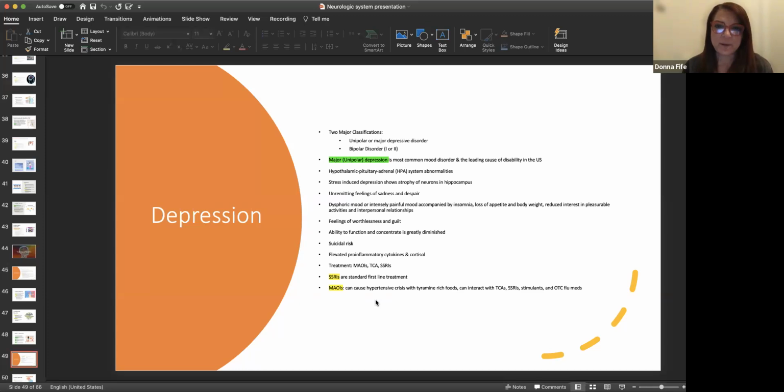Treatment can be with MAOIs, TCAs or tricyclic antidepressants, or SSRIs. Now, SSRIs are the standard first-line treatment. MAOIs aren't really used very much anymore. These can cause a hypertensive crisis, so you don't see them prescribed as much anymore.